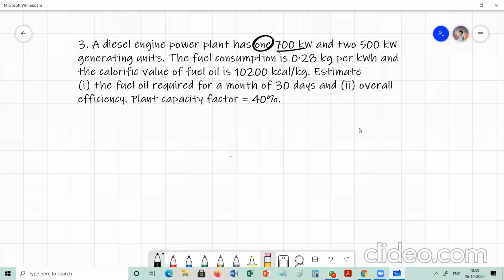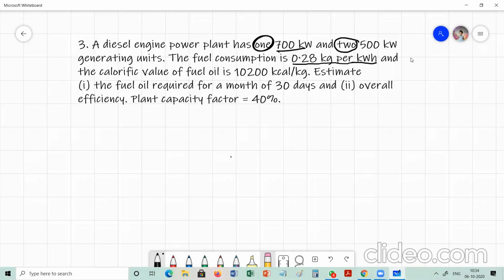and two units of 500 kilowatt generating units. The fuel consumption is 0.28 kilogram per kWh. Means what? To generate 1 kWh of electrical energy, 0.28 kilogram of fuel should be burned.